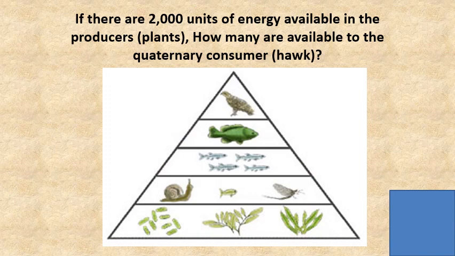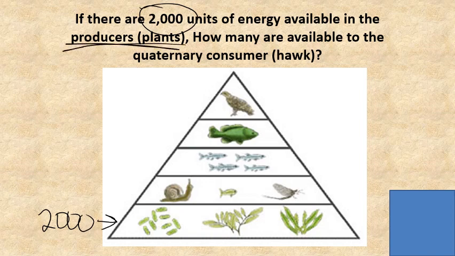So again, here we have 2,000 units of energy available. So if there's 2,000 units of energy to the producers and plants, and make sure that you look at this, you move up. So then as you move up, we go to 200, 20, 2, and 0.2.